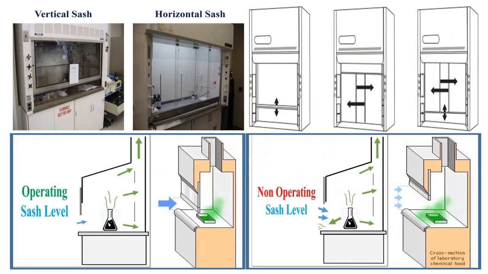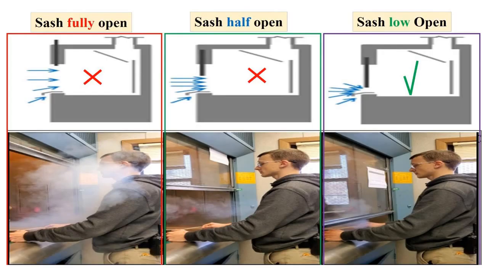Besides, there are 2 types of chemical fume hoods related to sash direction, vertical and horizontal sash levels. The best operating level is the lowest, while the worst operating level is the fully open level, as noted inside the slide. Additionally, regarding sash opening, the first and safe one is the low opening, while half and fully open are not recommended during work, as shown inside the slide and the next slide.